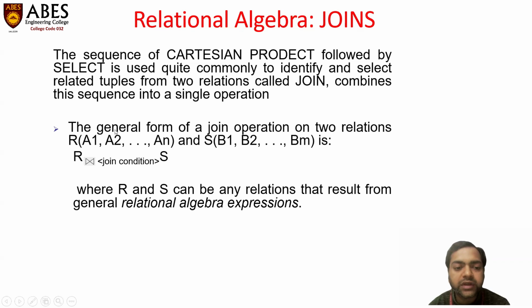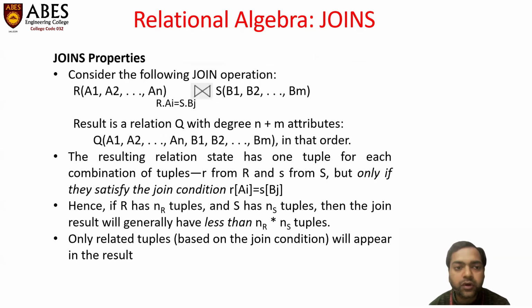We have R relation, and under that we have n number of tuples. We have S relation, and we have m number of tuples in it. Now when we want to apply the join operator, this will be the operator used for the join, and here we have applied it onto two relations R and S, and this is the join condition, right? So we can apply the join condition onto this particular scenario, where R and S can be any relation that results from a general relational algebra expression. And again, in case of join, we do not need our relations to be type compatible, like Cartesian product.